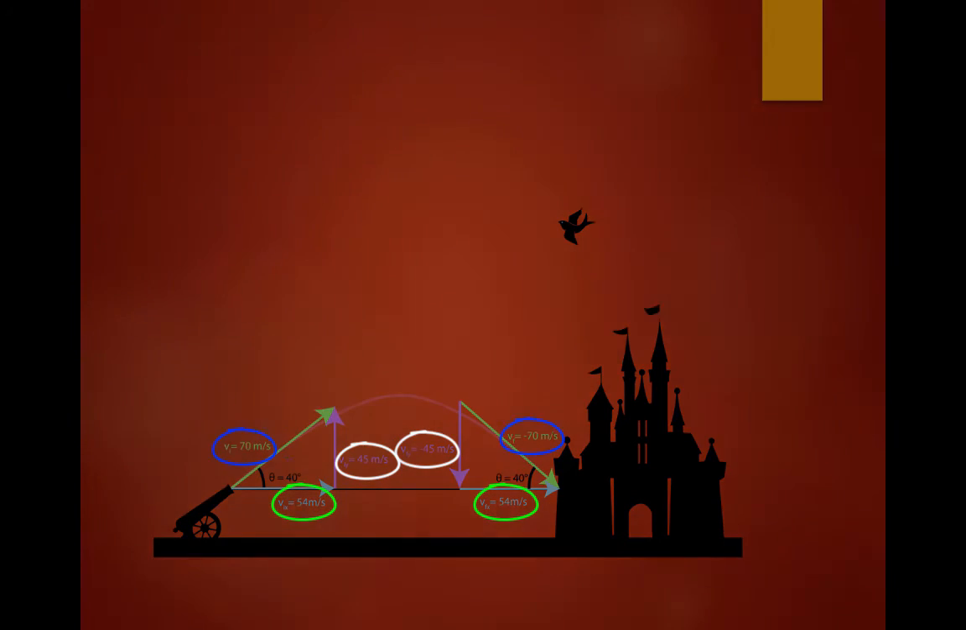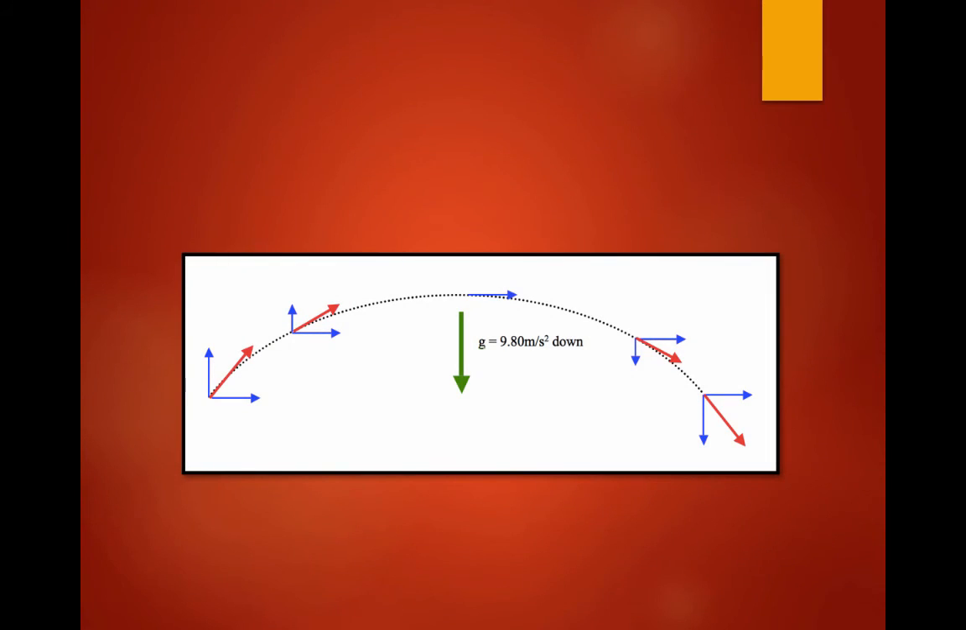This image illustrates the changing vertical velocity components as the object travels through the air, while you can notice that the horizontal components remain the same. The red arrow is the resultant velocity as the vertical velocity changes and the horizontal stays the same.